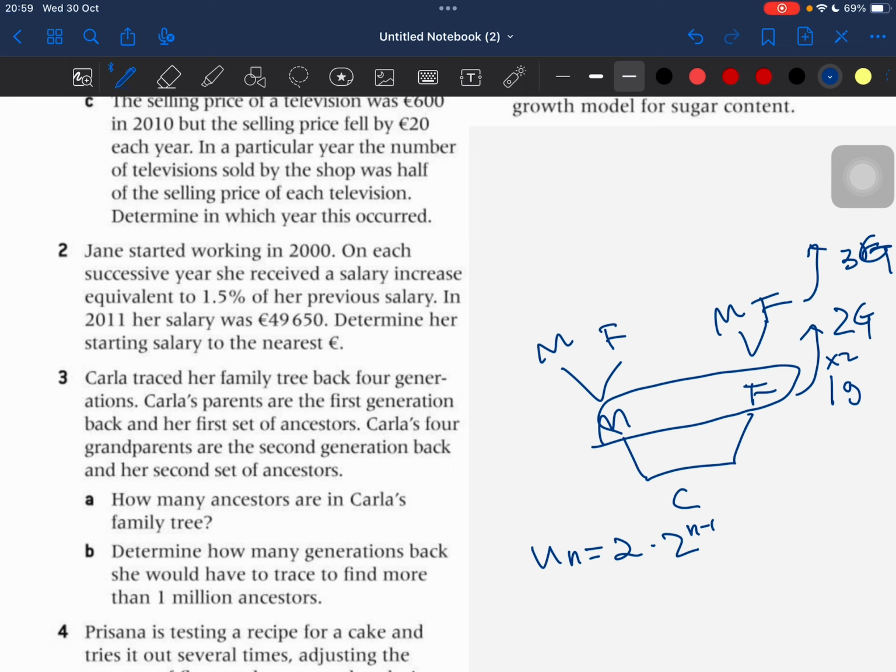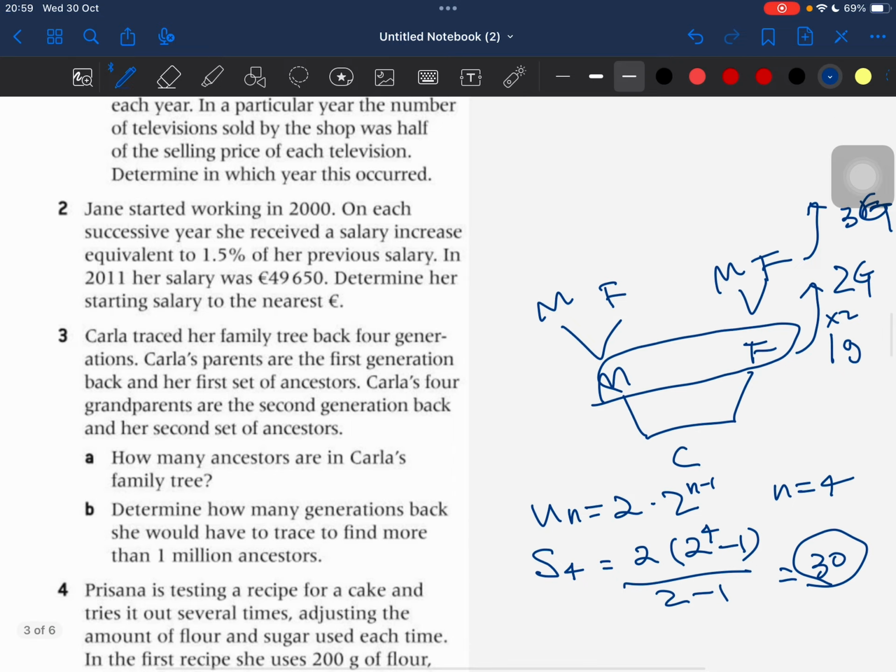And how many ancestors are in the family tree? Now we have 4 generations. So here the ancestors, which is S4, because it is asking about the total number of ancestors. So the first term 2, times 2 to the power of 4 minus 1. So 15, 30. So we have a total of 30 ancestors.